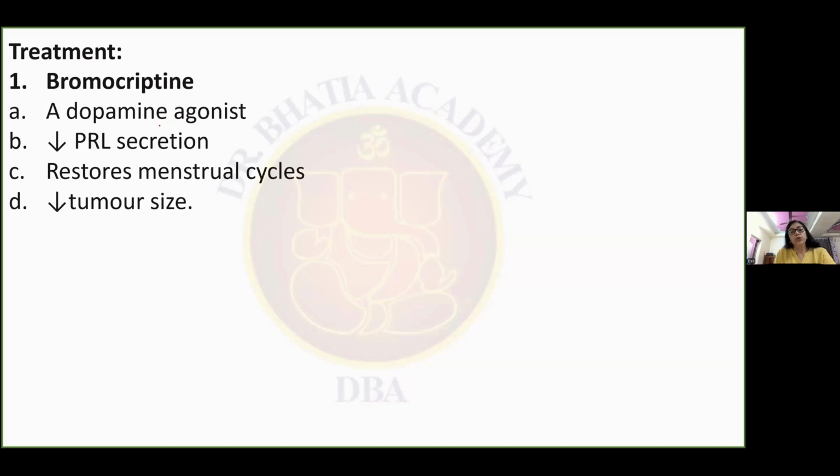Treatment: you have to give a dopamine agonist. We are trying to suppress prolactin. So the dopamine agonist is bromocriptine, or you can also use cabergoline. They will decrease prolactin. Low prolactin will restore the menstrual cycles and decrease the tumor size.